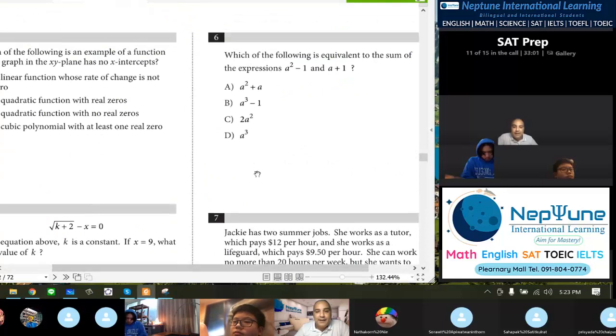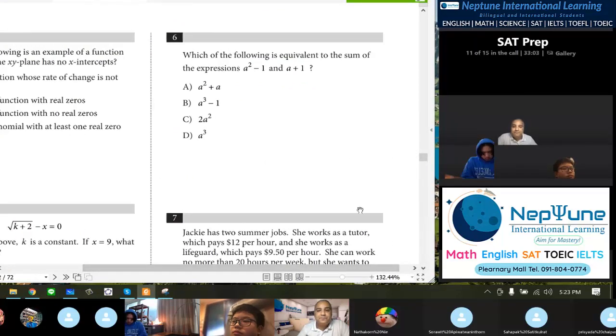Question 6. Which of the following? This is really easy. It says the sum. Sum means add, when we add the like terms. I cannot add a squared with a to the power of 1. They're not like terms. The only thing I can add is negative 1 and 1. So negative 1 plus 1 is 0. So what is left? A squared plus a. The answer is A. Don't multiply.